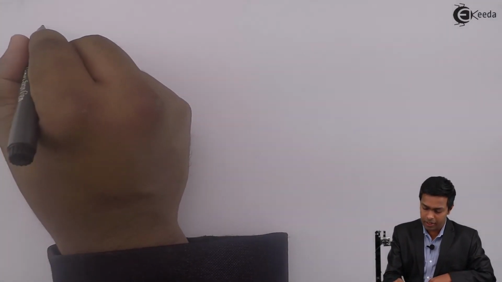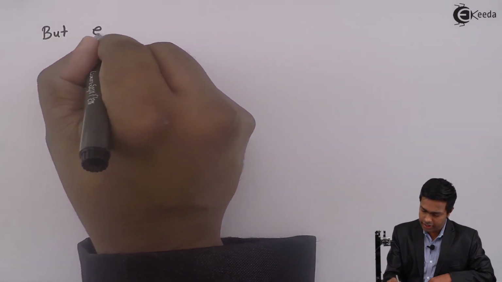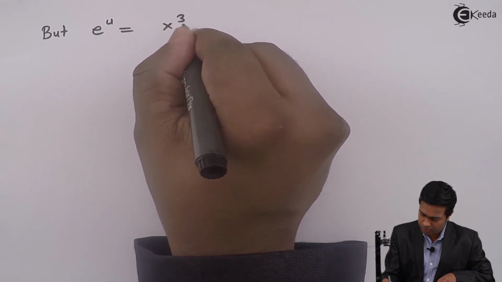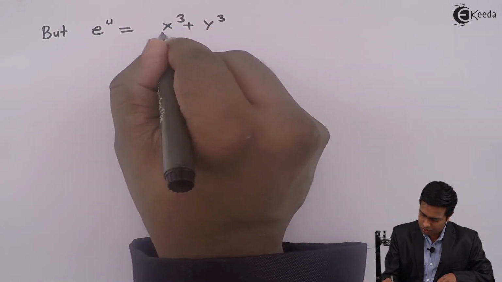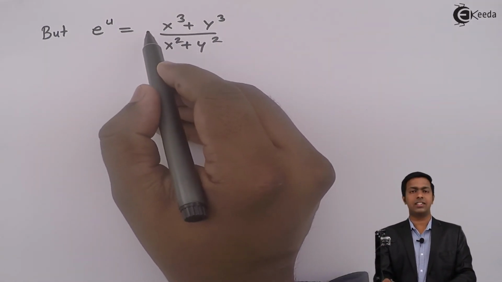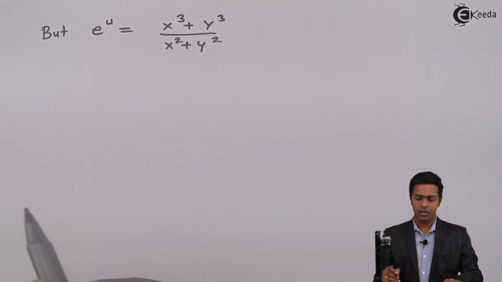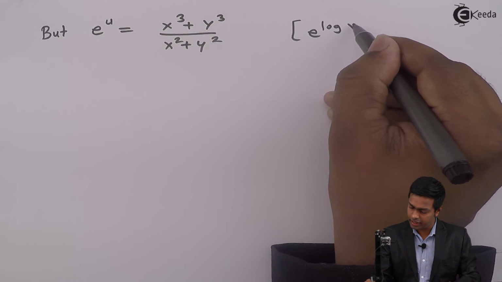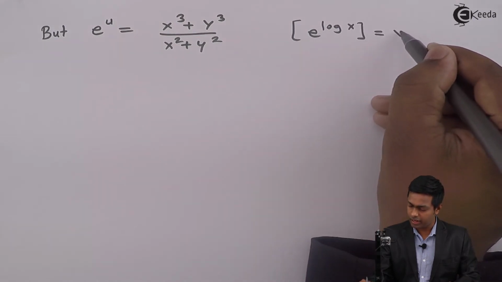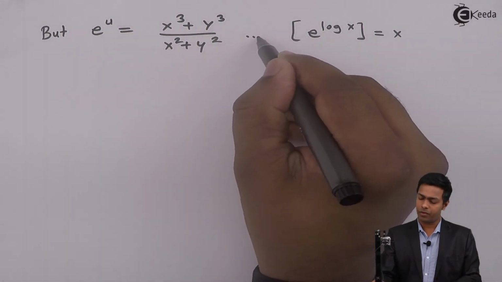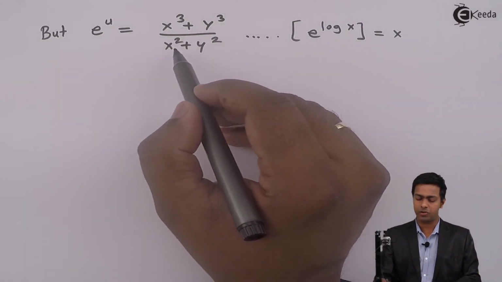So therefore we can say e raised to u is equal to (x cube plus y cube) upon (x square plus y square). So log is cancelled because we have taken e as base, so here this formula is applicable: e raised to log of x is equal to x. So e and log get cancelled out. By using this formula, we got (x cube plus y cube) upon (x square plus y square).